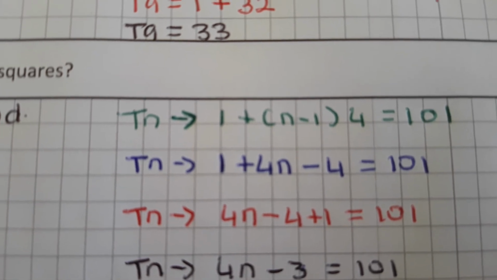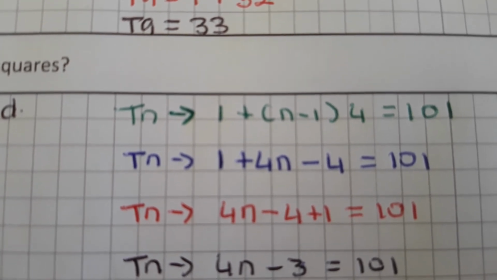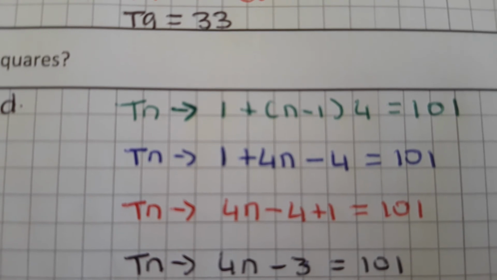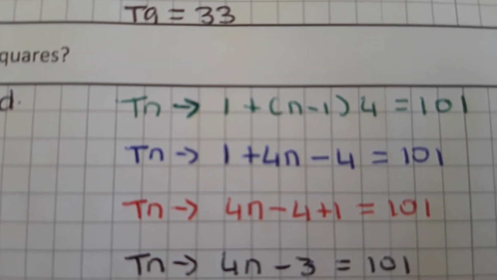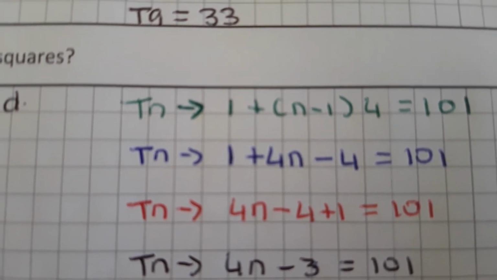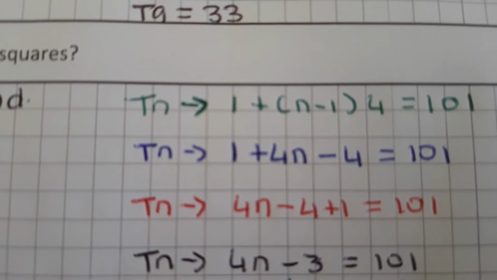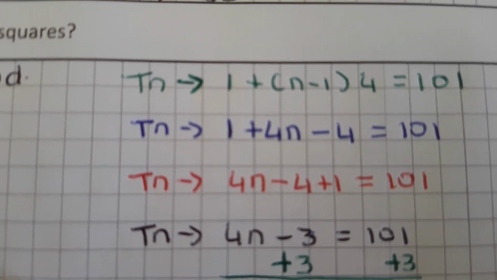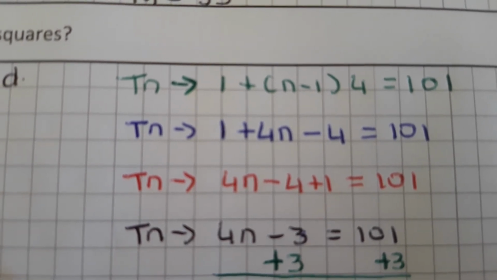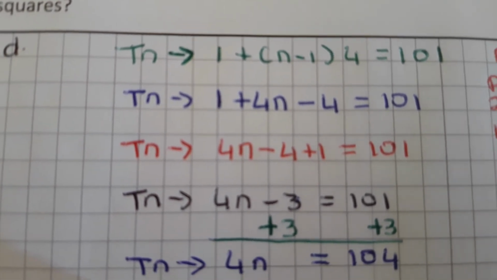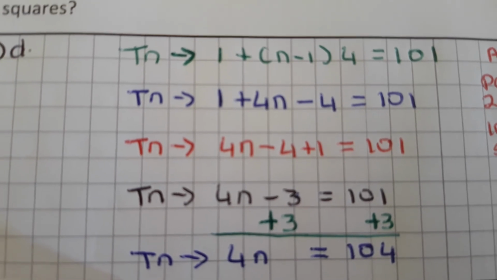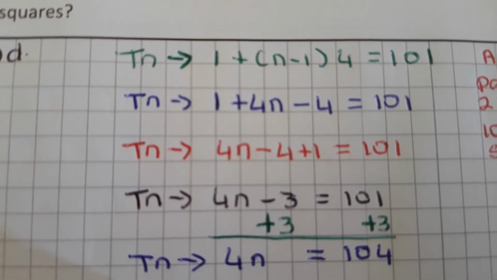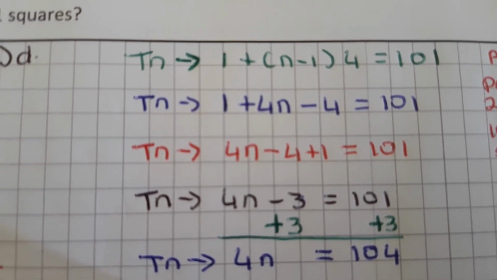Now you want that minus 3 to go to 0. So if you have minus 3, you have to add 3 to get to 0. But whatever you do to one side of the equals, you have to do to the other side to keep the balance. So add 3 to the 4n minus 3, but also add 3 to the 101. So you end up with 4n equals 104.